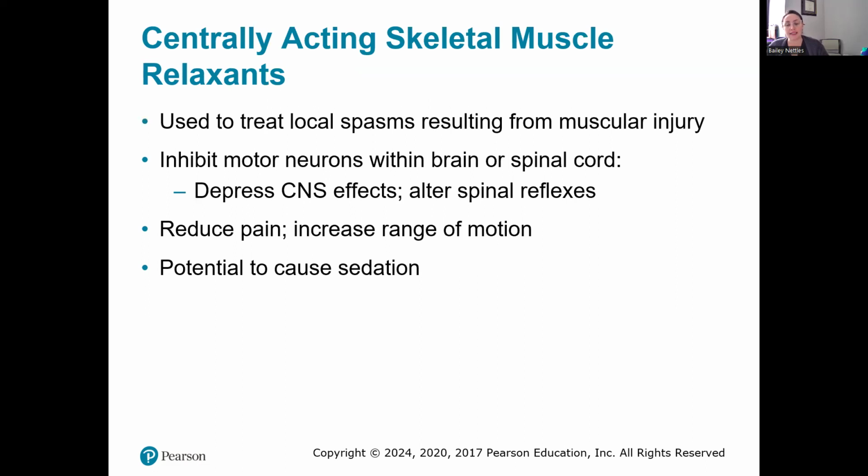So, the centrally acting skeletal muscle relaxants. They're muscle relaxers, an easier way to say it. It treats local spasms from muscle injuries. It can depress the CNS and alter spinal reflexes. It reduces pain and increases range of motion. There is a potential for sedation.